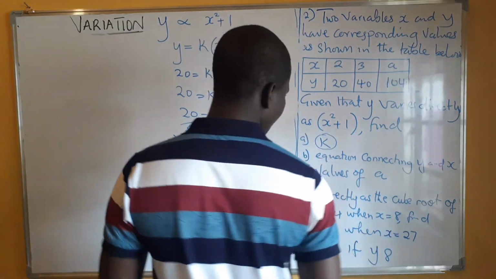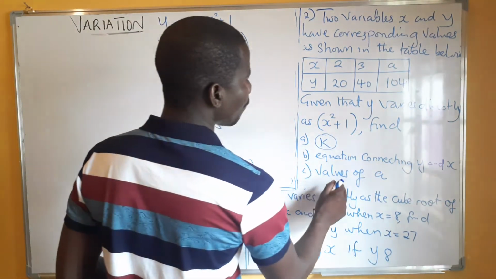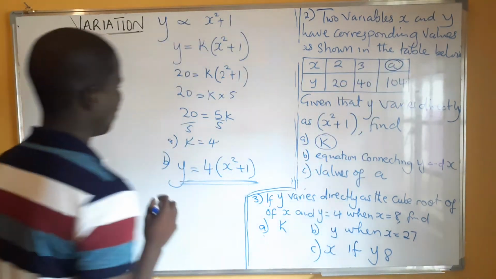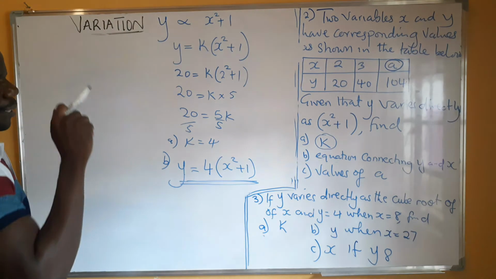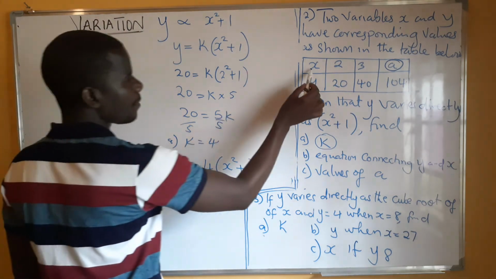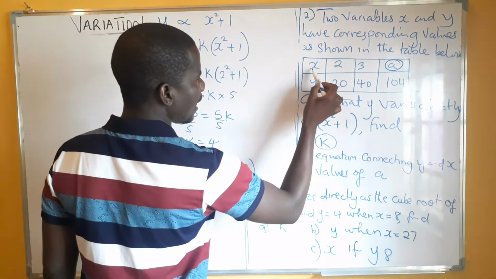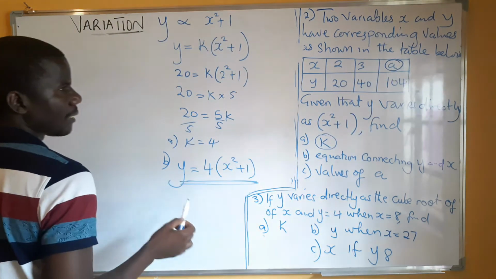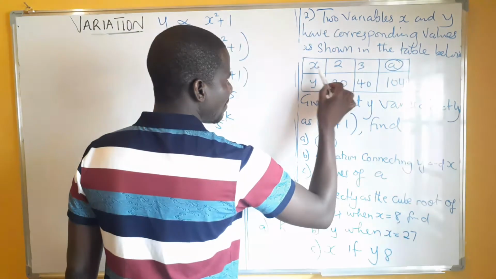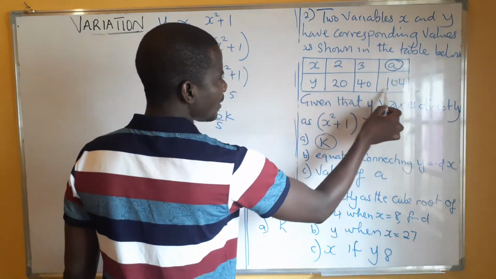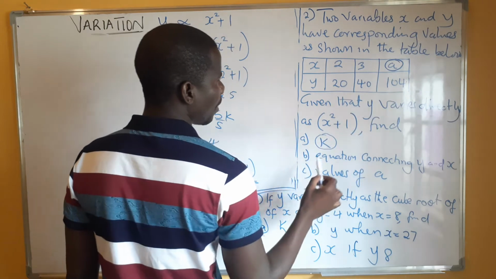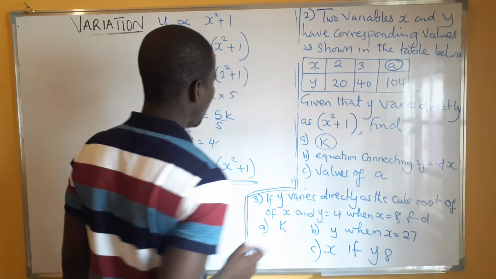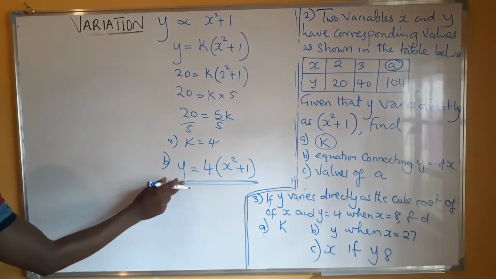So like in this case, we want to find the value of a. A is coming from the x coordinate. A is the x value. So meaning, when x is equal to a, y is equal to 104. So we are going to use this equation now.